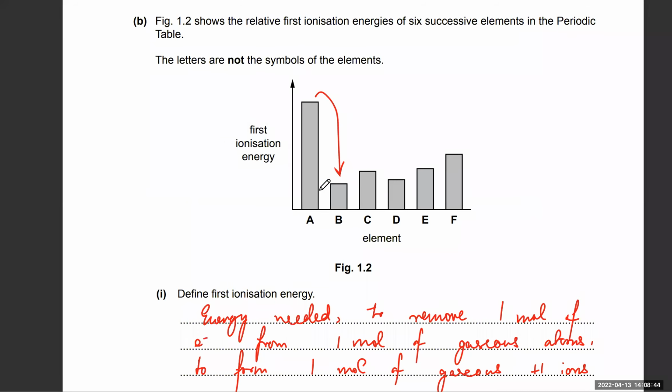Where's the paper? They didn't tell us what A and B were, so I'm just going to take neon and sodium. What's going to happen is, neon has 10 protons, so it has a total of 10 electrons.